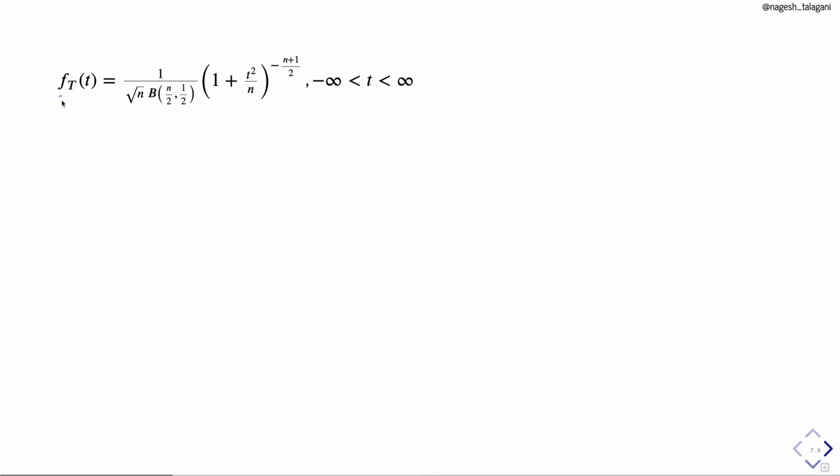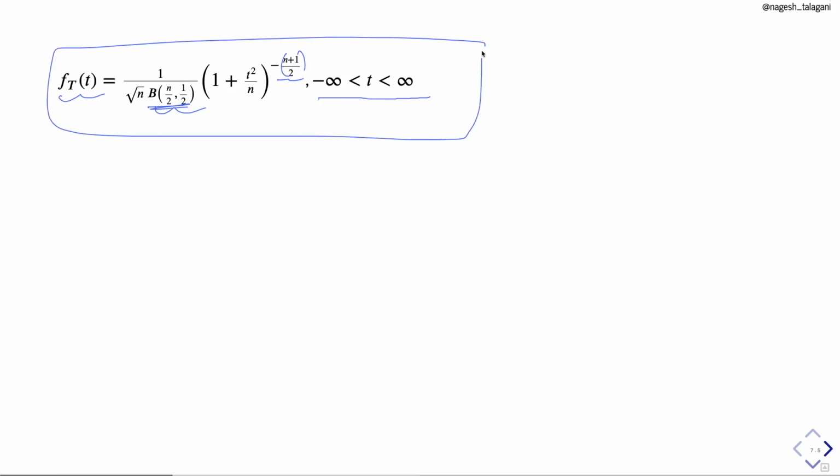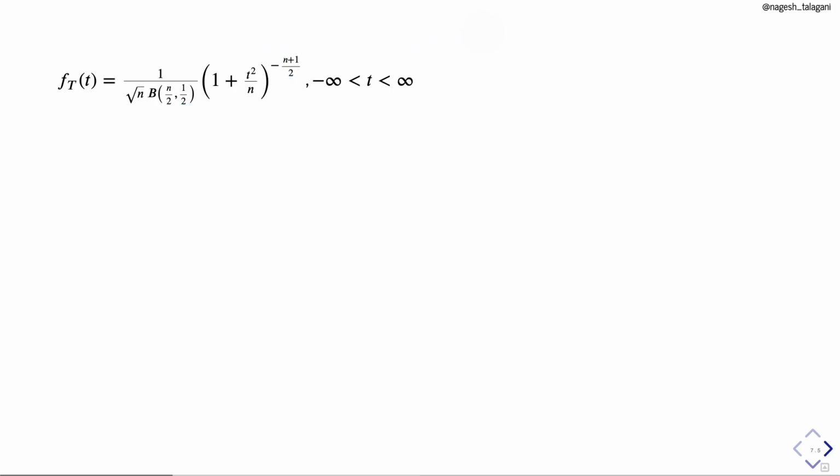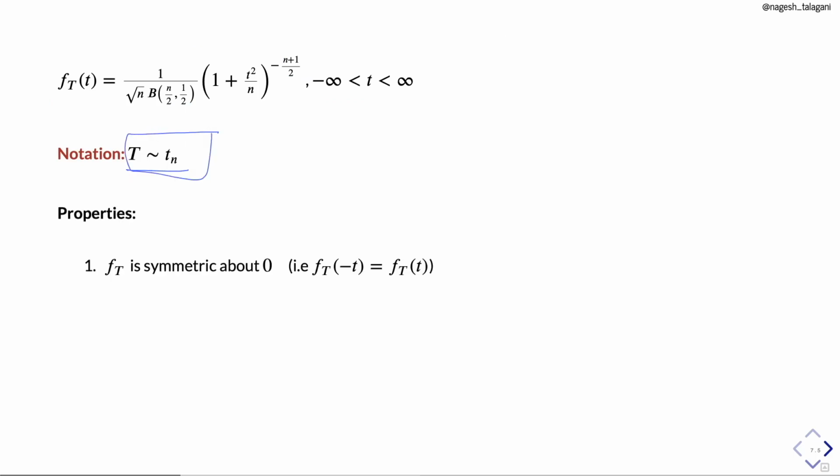Now we have f of t equal to 1 by root n times beta of n by 2 comma 1 by 2, times 1 plus t square by n all to the power of minus of n plus 1 by 2, for minus infinity less than t less than infinity. Okay, this is the PDF of the t distribution with n degrees of freedom. Okay, fine. Here is the notation. We read it as t follows the t distribution with n degrees of freedom. Okay, now the properties: you can see that this f of t is symmetric about 0 because it's an even function.